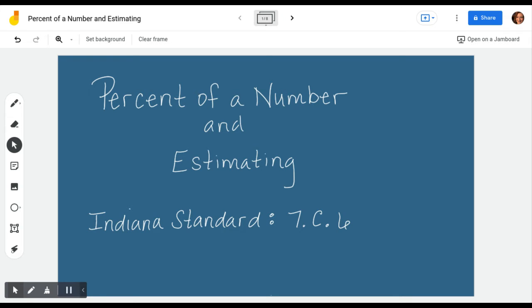Hello again. We're just going to do a short video today on how to find the percent of a number and also a little bit with estimating using percents.